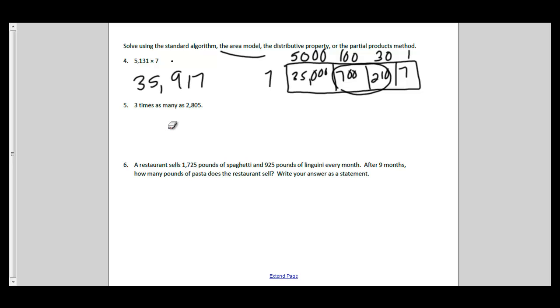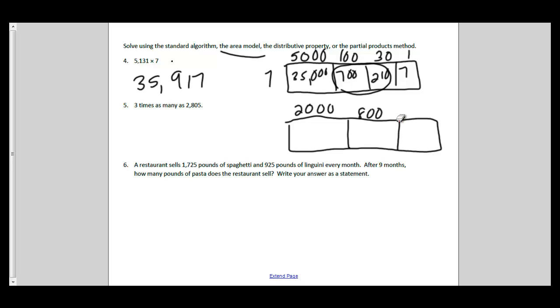All right, so now we've got 3 times as many as 2,805. So if I did area model, that would be 2,805 times 3. So that would be 6,000, 2,400, 15. And let's see if I can add this in my head. So that would be 8,415.